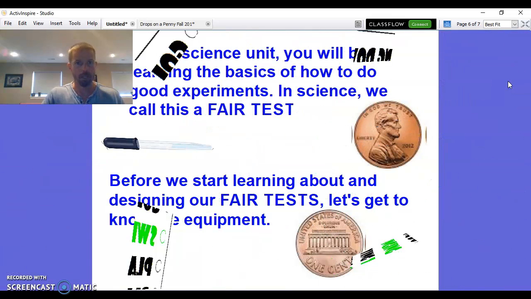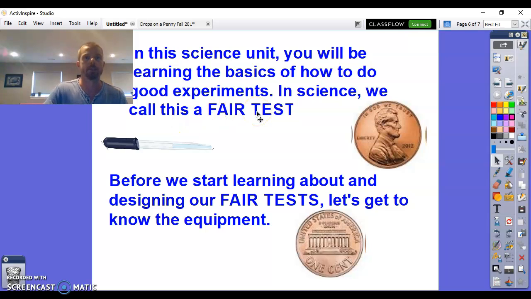And the last thing we'll be working on in science will be learning how to do a fair test.